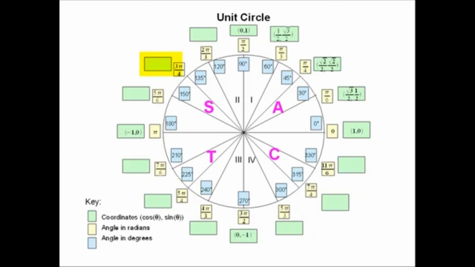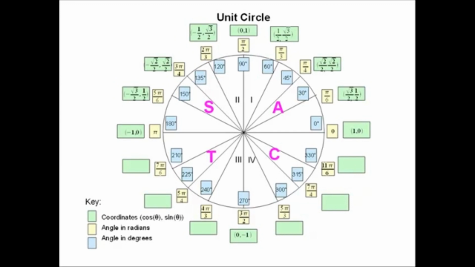Well, in quadrant 2, sine is positive and cosine is negative. So if for 45 degrees I have (square root of 2 over 2, square root of 2 over 2), I'm going to expect 135 degrees to give me the point (negative square root of 2 over 2, positive square root of 2 over 2). Cosine is negative in this quadrant and the sine is positive. And the same will go for 120 degrees and 150 degrees. It's the same values as the first quadrant, but the cosine is negative.